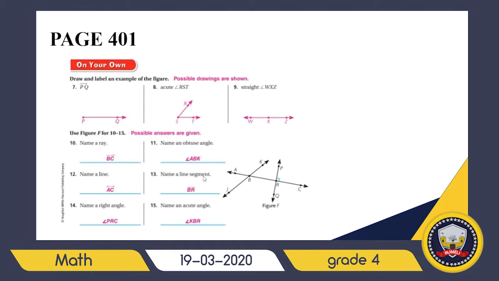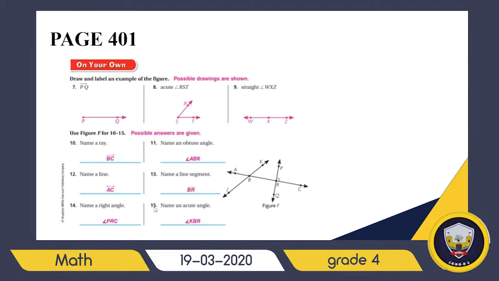What about a line segment? I know a line segment represents a part of the line. So, for example, we said BR. A line segment should be limited from both sides. So, both sides should be endpoints. BR, right? Or BK, BJ, there is more than one line segment. What about question 14? It's name a right angle. It's already given here, right angle. What I can say, angle PRC is a right angle.